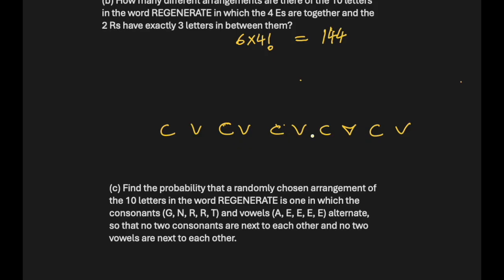1, 2, 3, 4, 5 and 1, 2, 3, 4, 5. Now G, N, R, R, T have their fixed values. There are 5 of them, so 5 factorial, but R is repeating, so divide by 2 factorial. Again, 5 factorial for the vowels, but 4 of them are repeating. But it can be VC, VC, VC also. V and C can change their place, so we have to multiply by 2 because they can interchange their places also.